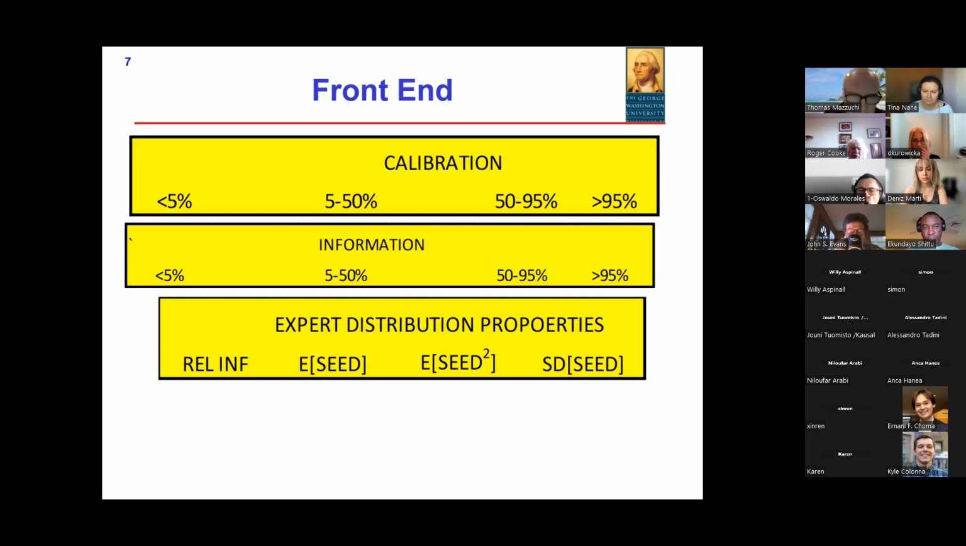Other things that I will calculate are the average relative information for that particular seed for that expert. I also calculate the expected value and the variance of the seed for the expert. So I calculate the whole expert's distribution and use the overshoot from either side, use it as a truncated distribution, and from that I can calculate, for each expert, his or her seed distribution, and from that I can get the expected value and the variance of the seed distribution.